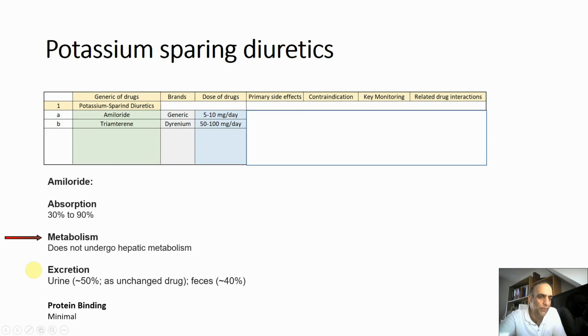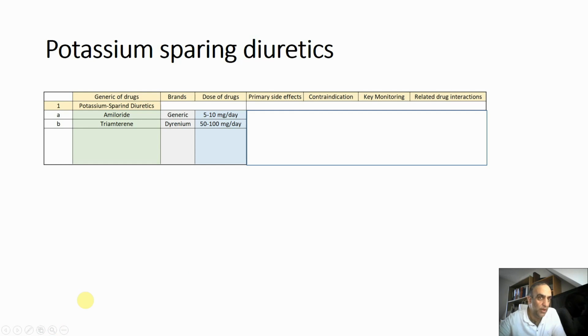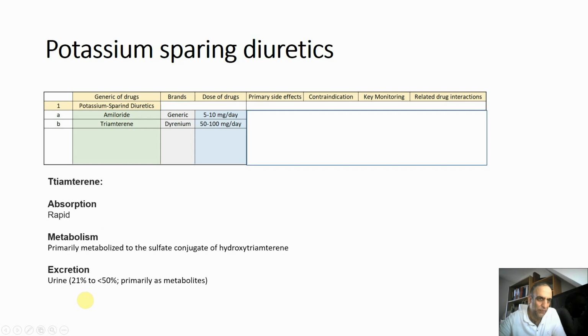It is not metabolized in the liver, and excretion is usually unchanged. Sometimes absorption is also moderate, we can find it in the feces, and the protein binding is very minimal. In this situation, as you see, we use a low dose. Triamterene absorption is very rapid, and the metabolism is primarily by the liver, with the mechanism of sulfate conjugation of hydroxytriamterene, and excretion of 21% to 50% can be primarily metabolized. It can also have a secondary metabolite, we will mention in the next lecture.